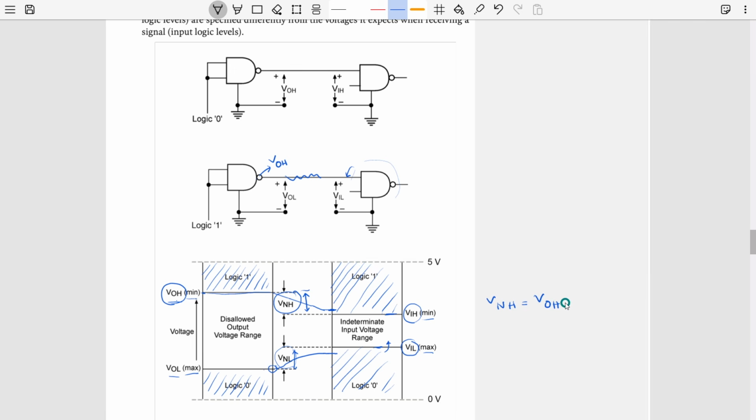VOH minus VIH, right? And VNL is equal to VIL minus VOL, because this is higher, that's why we have taken it at the front. Okay, so this is how we can calculate.